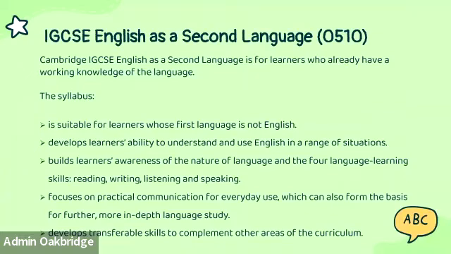Okay, so the IGCSE ESL paper is for learners who already have a working knowledge of the language. So it's suitable for learners whose first language is not English. And your target is to develop the ability to understand and use English in a range of situations.